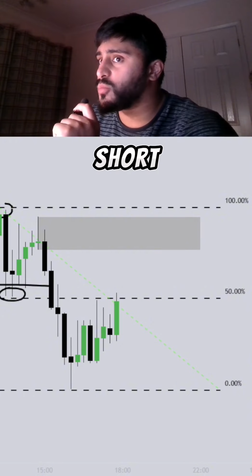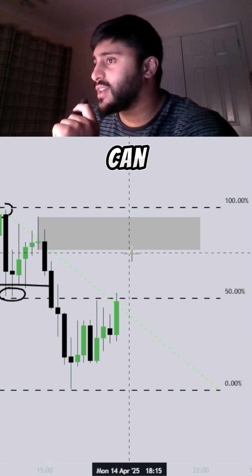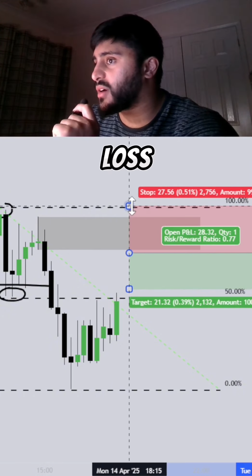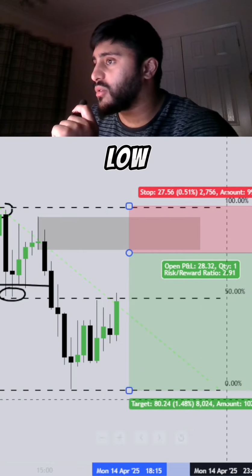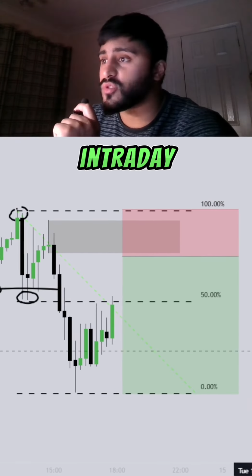And so now this short position does in fact become valid. So we can take a short position from here. We can have our stop loss above the high, and we just want to be targeting the low, right? So this is how scalping is done. This is how intraday trading is done.